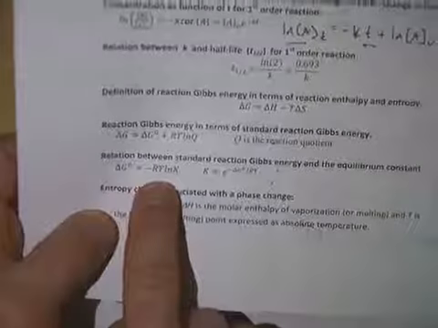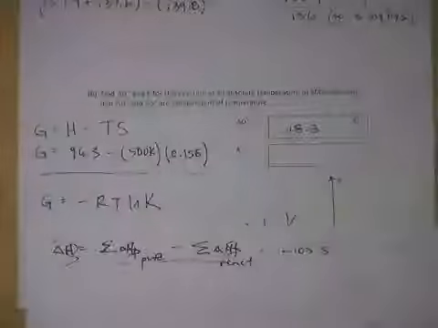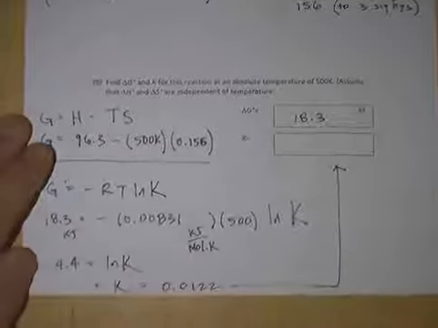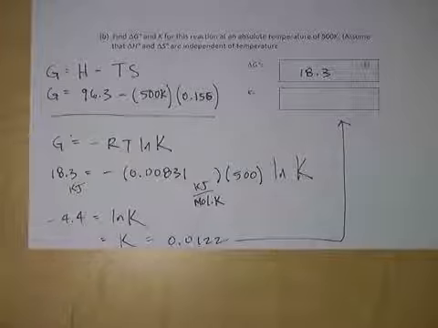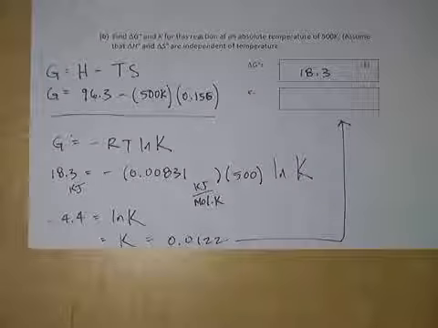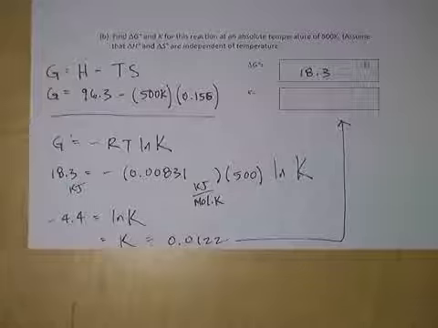And then to find K, use this equation. G is equal to negative RT ln of K. Forget that equation? Well, it's okay. It's on here for you. G equals negative RT ln of K. Plug and chug. You get that for K. Got to undo the logarithm.